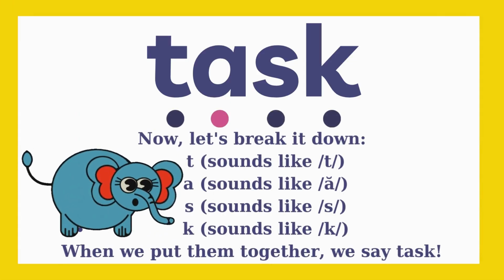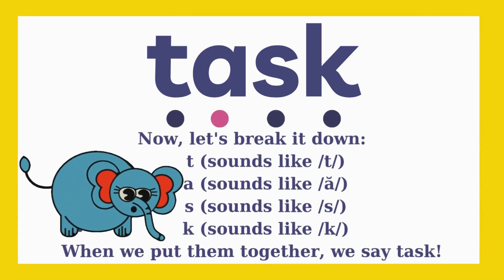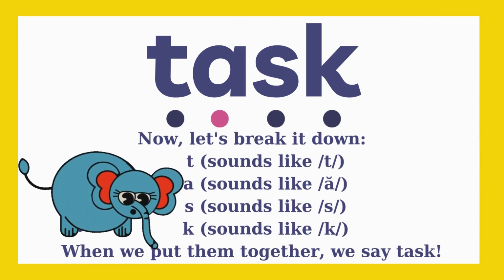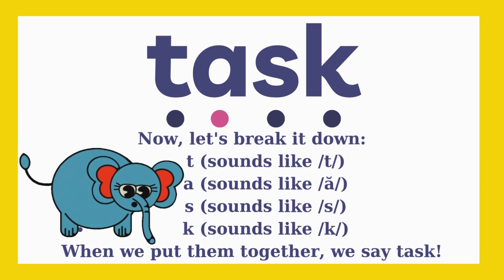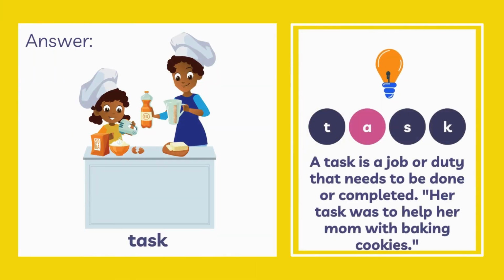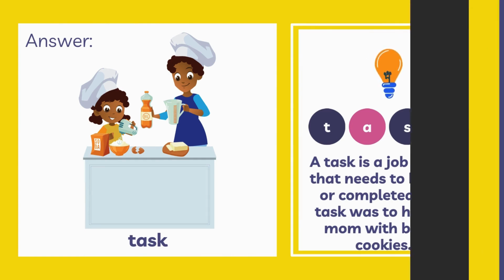Task. Now let's break it down. T sounds like T, A sounds like A, S sounds like S, K sounds like K. When we put them together, we say task. A task is a job or duty that needs to be done or completed. Her task was to help her mom with baking cookies.